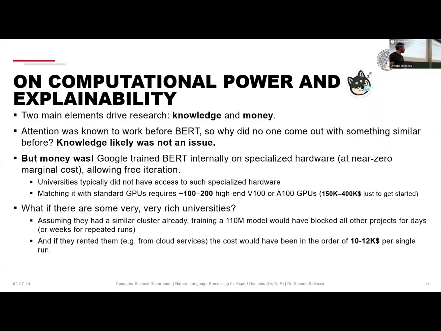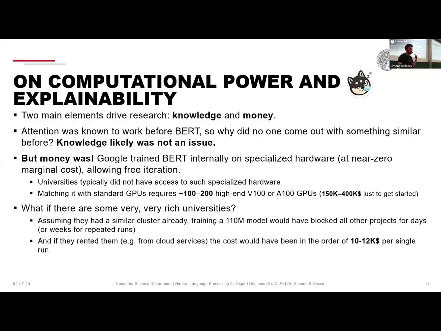So what drives research? Knowledge and money. Typically, you have a lot of knowledge, but you don't have a lot of money. So if we knew that attention worked before BERT, how come we had to wait for Google, right? Didn't someone say, okay, let's just stack encoder blocks, or let's just start to scale it? The ideas are not so crazy, right? So the problem was not the knowledge, but the money.